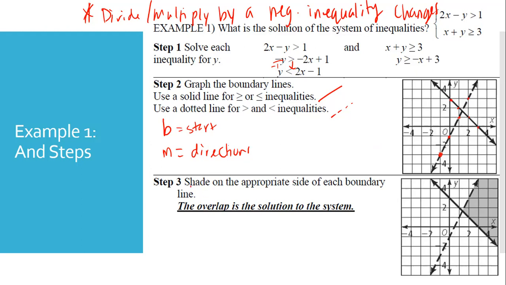Next, we're going to do our shading. Where they overlap is your solution space. But to get to where they overlap, you're going to shade. When it's less than or equal to, you're shading below the line. When it's greater than or equal to, you're shading above the line.